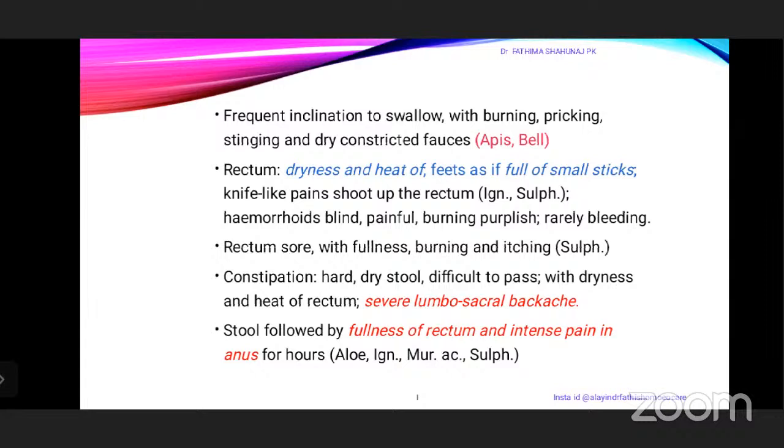And next about Muriatic acid. In Muriatic acid, there is a tendency to involuntary evacuation while micturating, that is the thing compared in Muriatic acid with the pain.